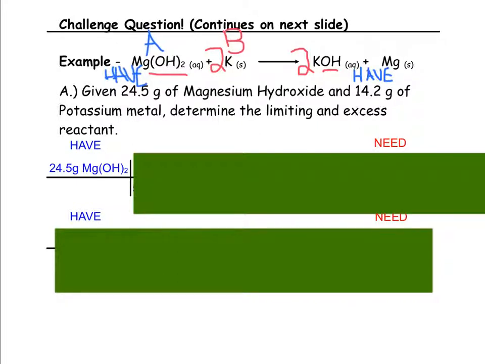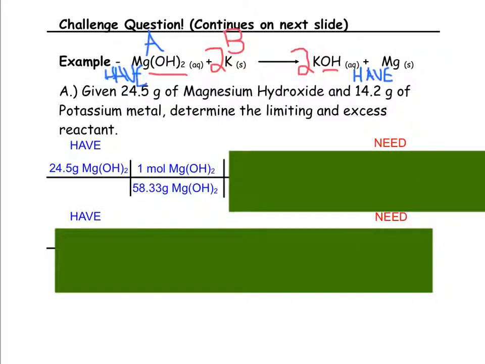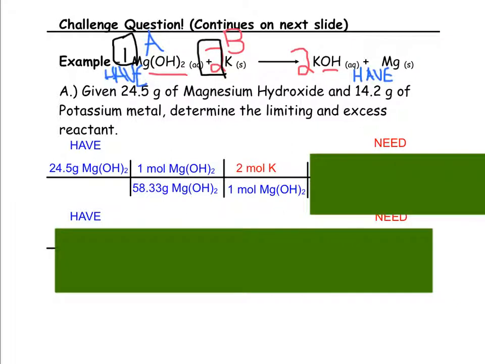So going through and solving for this, our first step tells us we need to find the molar mass of magnesium hydroxide, which is 1 magnesium plus 2 oxygens plus 2 hydrogens, and that gives us a molar mass of 58.33 grams per 1 mole. And then we need to do our mole to mole ratio of magnesium to potassium. Well, looking at our equation that we balanced, you'll see that we have 1 magnesium here to our 2 potassiums. So in this case, we have 1 magnesium hydroxide to 2 moles of potassium.